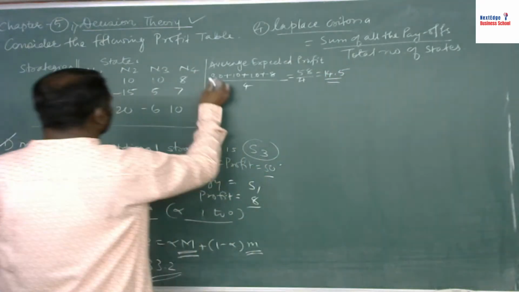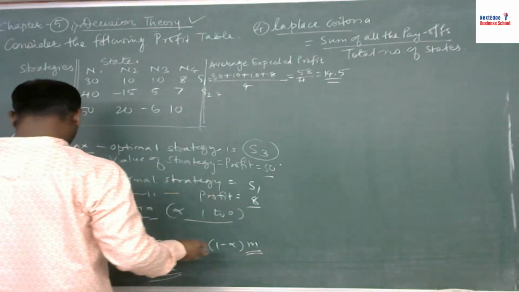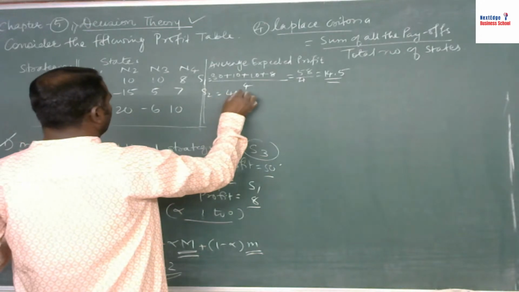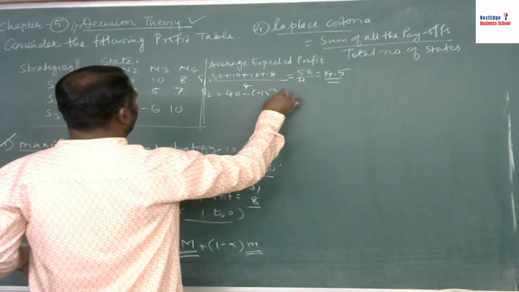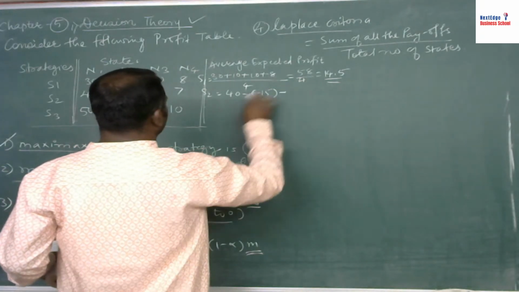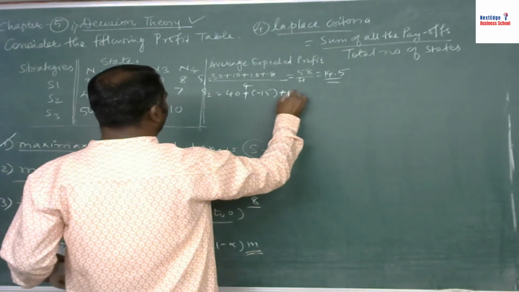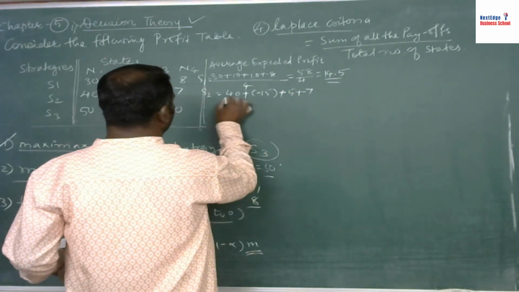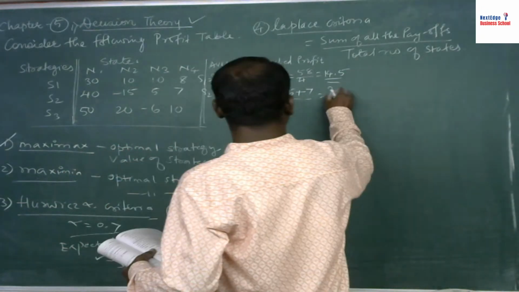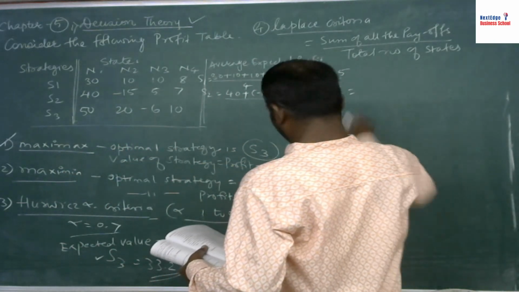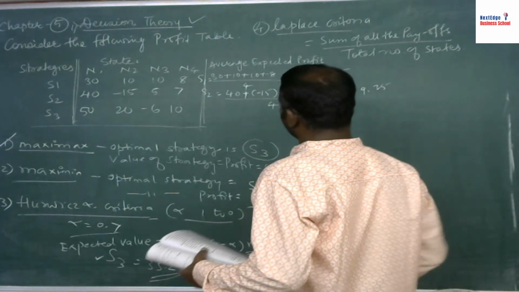एक का आ गया, this is for S1. S2 के लिए देखो कितना आता है, it's like 40 minus 15 plus 5 plus 7 divided by 4, इसका आता है 37 by 4, इसका मतलब 9.25, right. ये S2 के लिए आ गया.